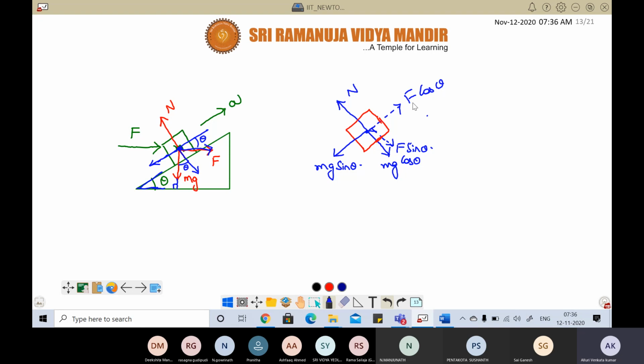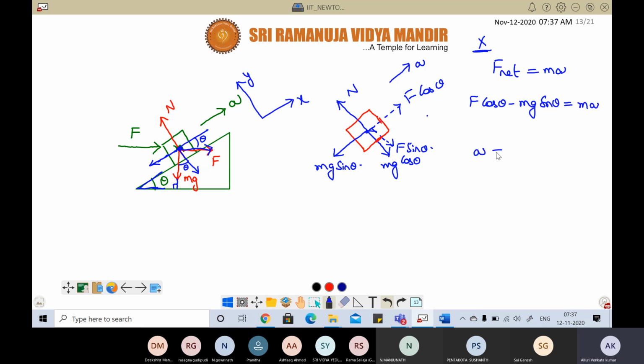So now this is equal to F sin theta, and this is equal to F cos theta. Finally the block is moving upwards, so the direction of acceleration is this side. In the direction of acceleration, if you write F net equals ma, suppose you take this as the x direction and this as the y direction. I am writing in the x direction because only in the x direction it has acceleration. So what is the force? F cos theta minus mg sin theta is equal to m times a. Therefore a is equal to F cos theta minus mg sin theta, divided by m.